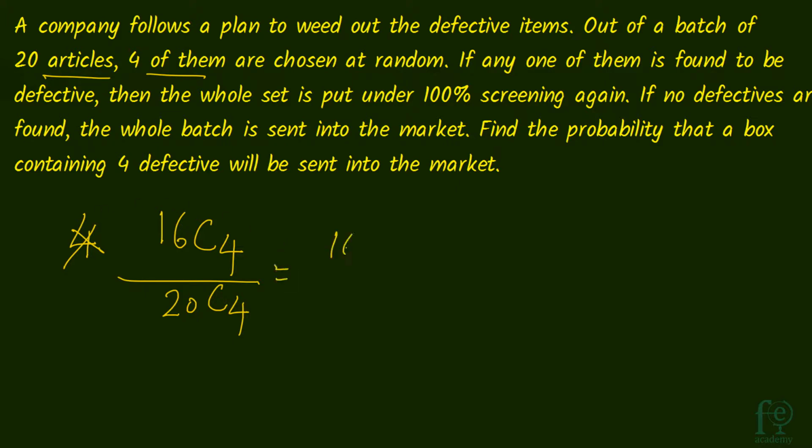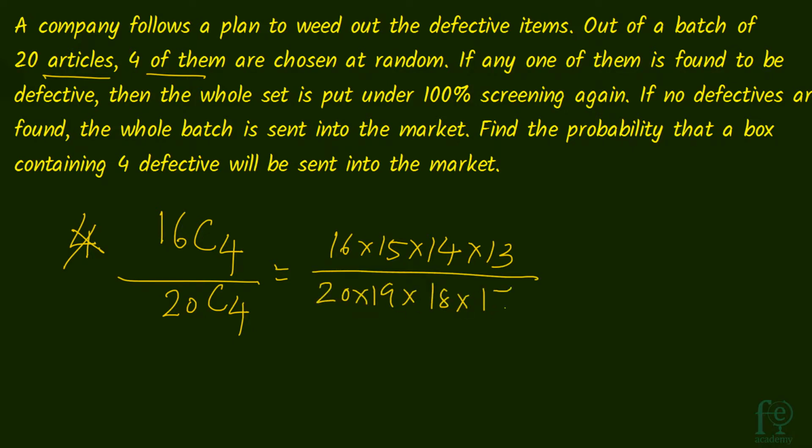So it will be 16 into 15 into 14 into 13 divided by 20 into 19 into 18 into 17. So 1 into 2 into 3 into 4, the denominators will be the same, so they will just cancel out. So what will be our final answer? 2 into 14 into 13, the whole divided by 19 into 3 into 17, which gives us 364 divided by 969. So this will be our answer.